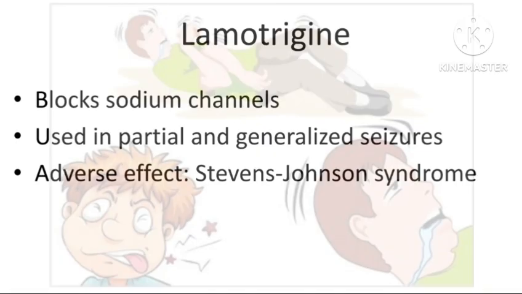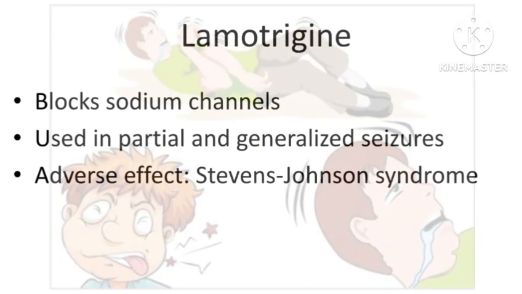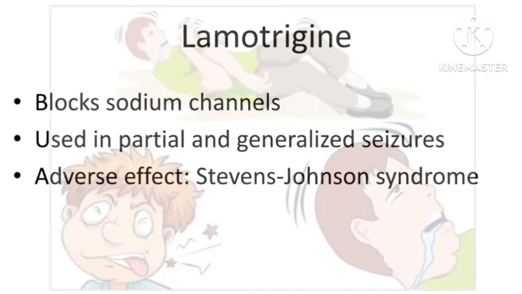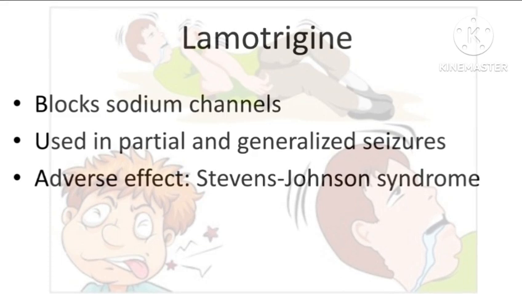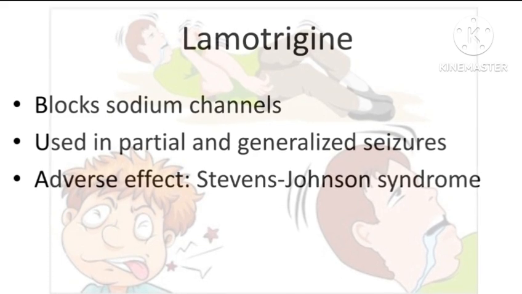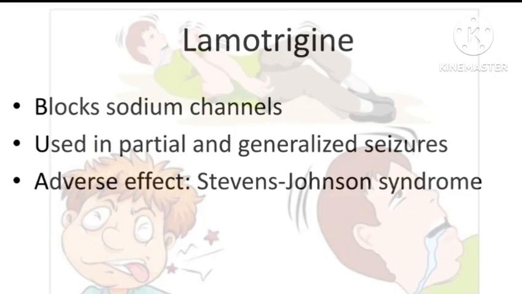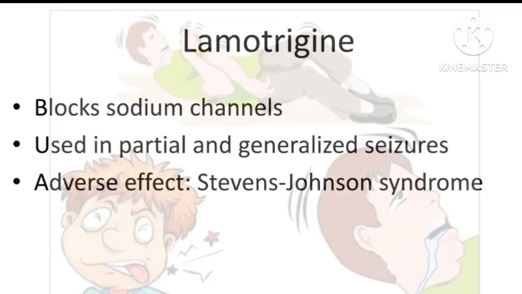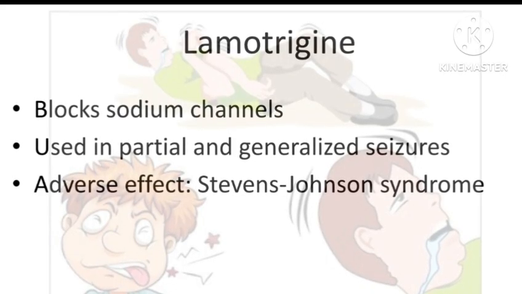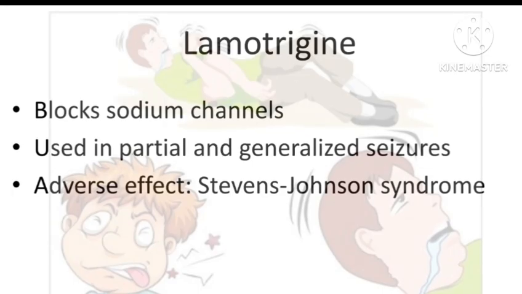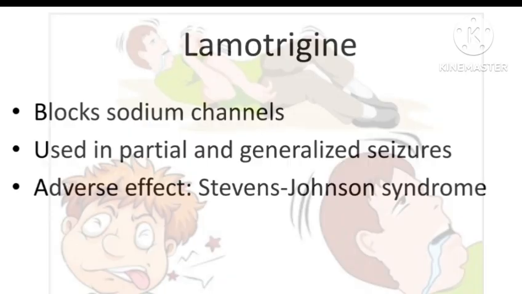Next drug is lamotrigine. It is a modern anti-epileptic drug. It blocks sodium channels and decreases glutamate release, and is used for partial seizures, generalized seizures, and bipolar disorder. The advantages of lamotrigine are less sedation and better tolerability. The adverse effect is Stevens-Johnson syndrome, mainly a life-threatening rash, so the dose should be increased slowly.